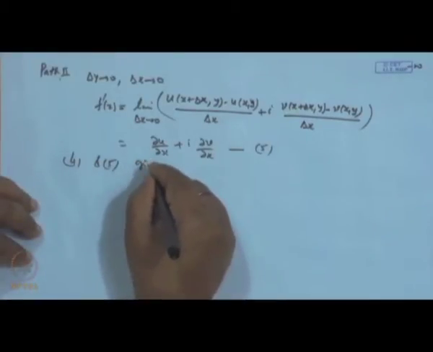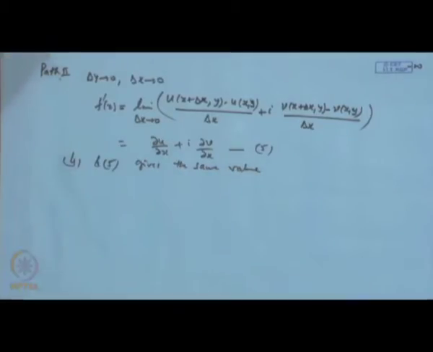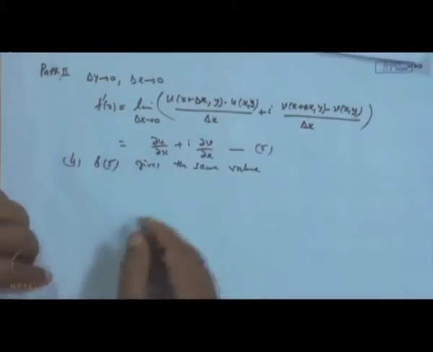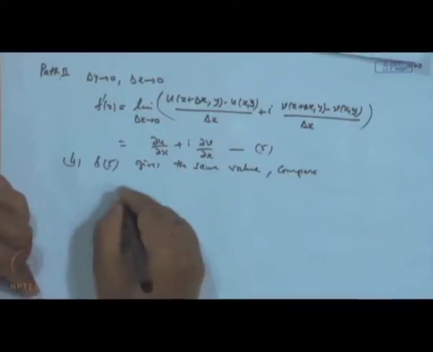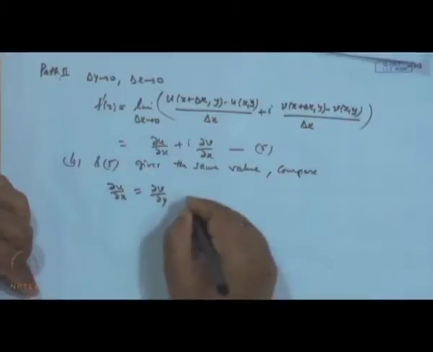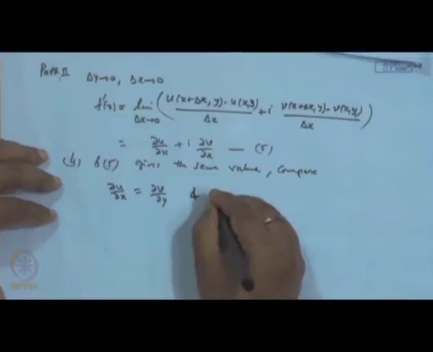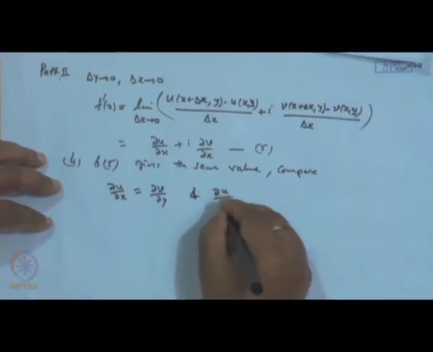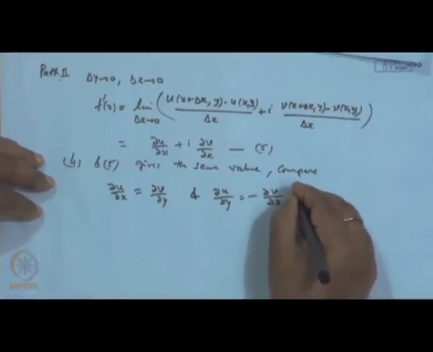Now, 4 and 5 give the same value, because the derivative exists. So the limit exists, therefore compare them: real to real, imaginary to imaginary. So what you get is that del u over del x is equal to del v over del y, real to real, and imaginary to imaginary. So minus i will come here: del u over del y equal to minus del v over del x, and these are called the CR equations.